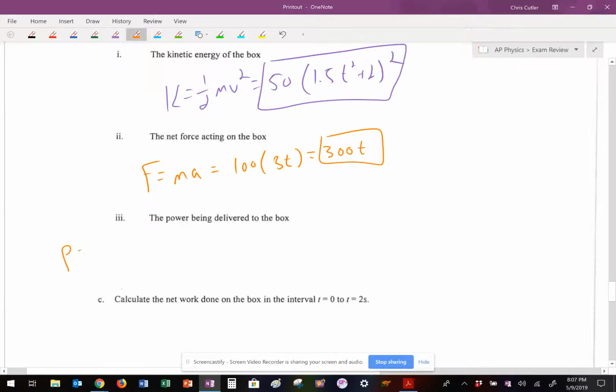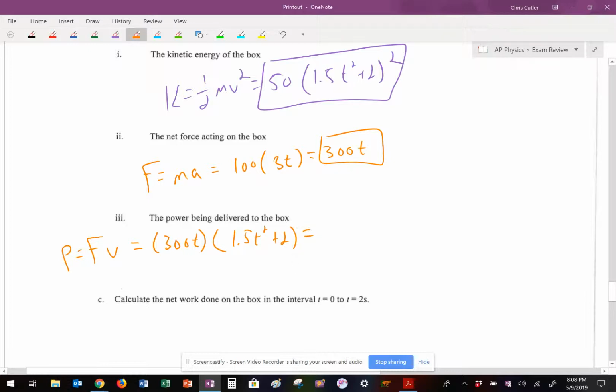You might initially think that power equals work over time, and work is force times distance over time. That's only true if we have a constant force. We do not have a constant force, so we can't use that equation. What we can use, and I believe this is on your blue card, double check, it's just in my brain so I remember it, power equals force times velocity. This works if we have a varying velocity. All right, so our force was 300t. Our velocity is 1.5 t squared plus 2.